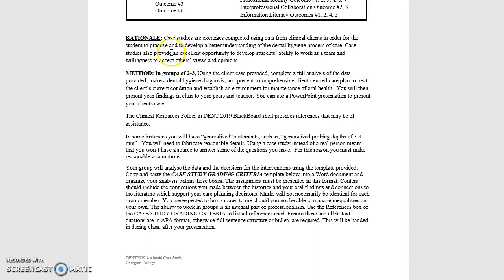So, you guys are pretty familiar with case studies. You're going to be given a case study and you can work in groups of 2 to 3. You're going to complete a full analysis of the data that's provided. You're going to do a dental hygiene diagnosis, and a full comprehensive care plan, but also explanation. So you're not being marked on your charting or the care plan per se. You're being marked on how you put it together and then how you explain how you got to where you got to. You're going to then present this in class to a small group of your peers.